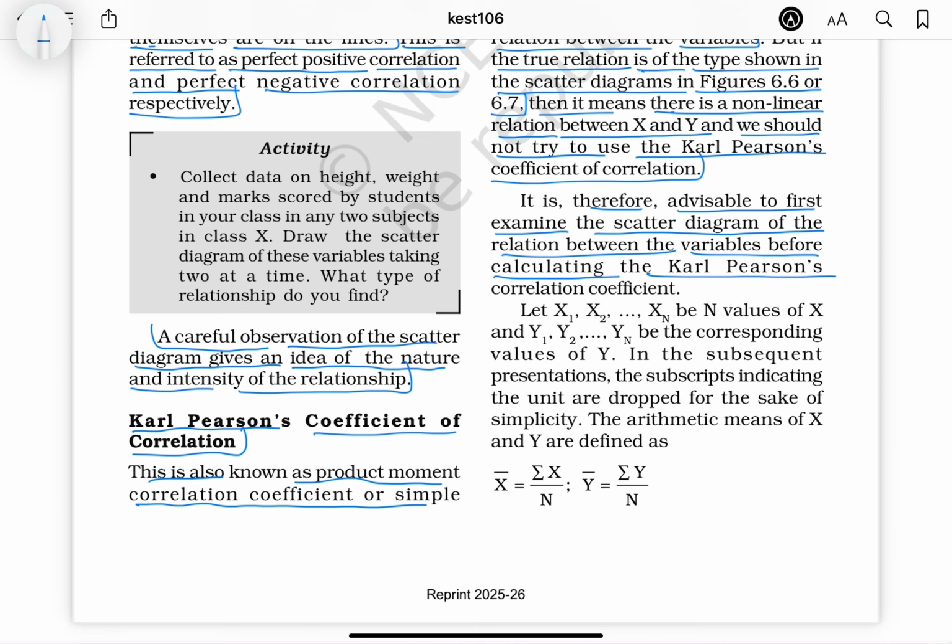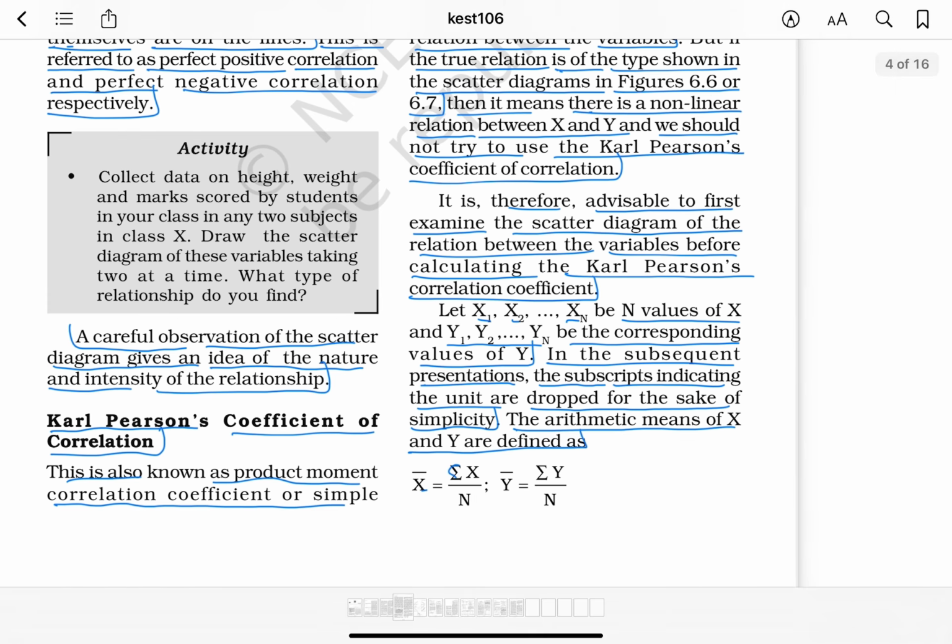It is therefore advisable to first examine the scatter diagram of the relation between the variables before calculating Karl Pearson's correlation coefficient. Let x1, x2, say xn be the n values of x and y1 to yn be the corresponding values of y. In the subsequent presentations, the subscripts indicating the unit are dropped for the sake of simplicity. The arithmetic means of x and y are defined as x̄ = Σx/n, ȳ = Σy/n.